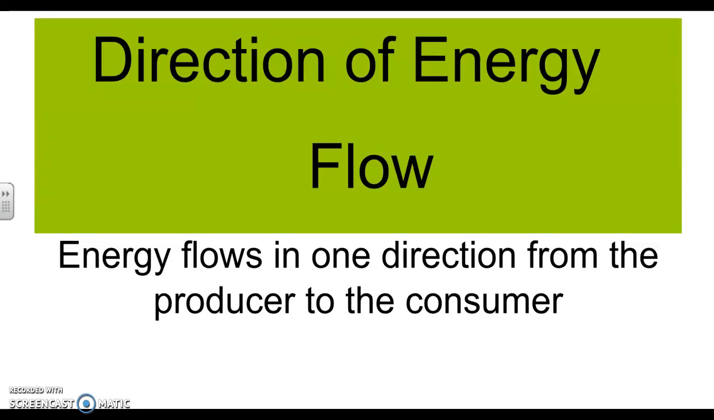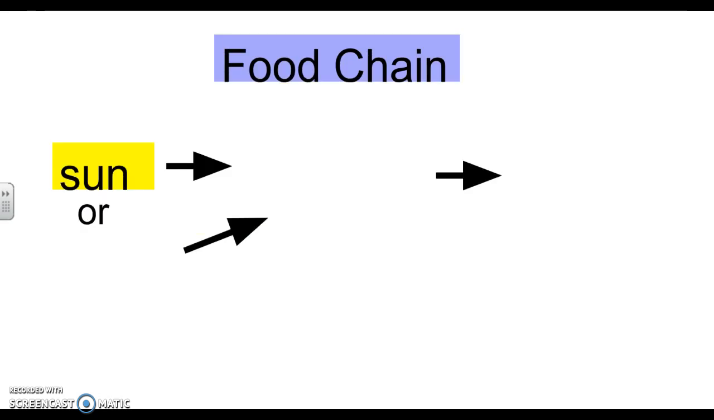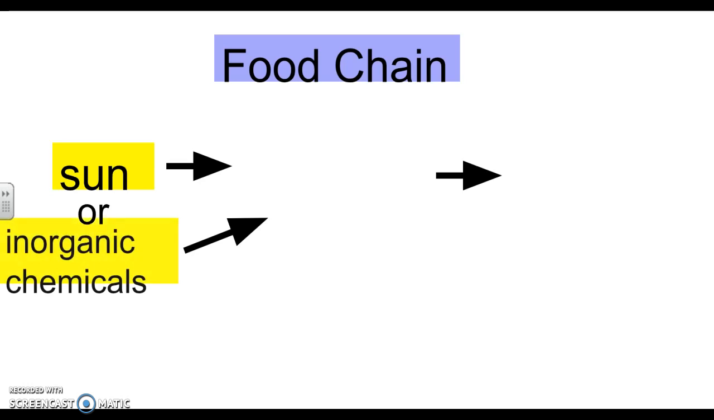All right. So let's look at the direction of energy flow. Energy is going to flow in one direction, and it's always going to go from producers to consumers. The start of every food chain is going to be a plant, or an algae, or a bacteria, something that's photosynthetic, something that can make food. With a food chain, the photosynthetic organism is always going to get its energy from the sun or from the inorganic chemicals. Those are the only two places we can get energy from.